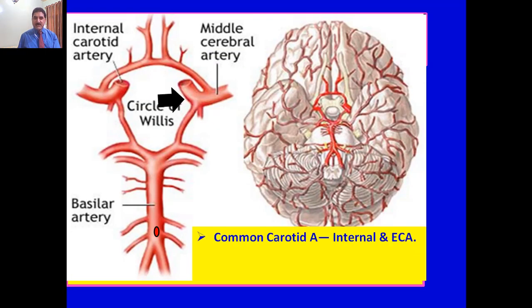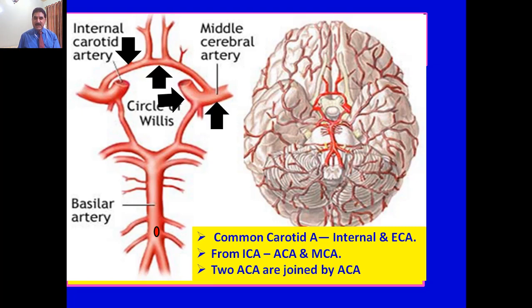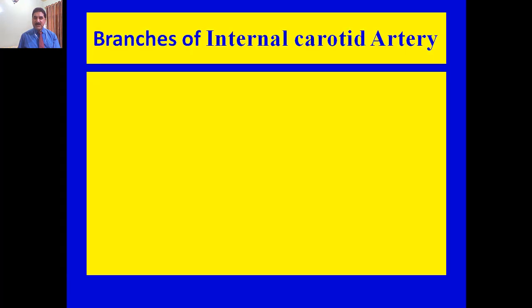As shown in this diagram, the terminal branches of the internal carotid are middle cerebral and anterior cerebral arteries. From internal carotid artery, anterior and middle cerebral arteries arise as terminal branches. Two anterior cerebral arteries are joined by anterior communicating artery, and internal carotid arteries are connected with the posterior cerebral artery by posterior communicating artery.